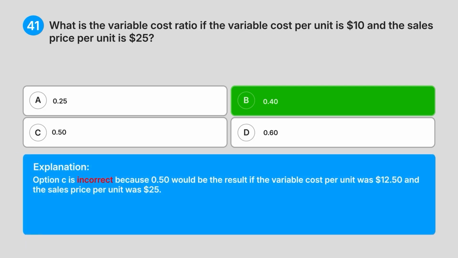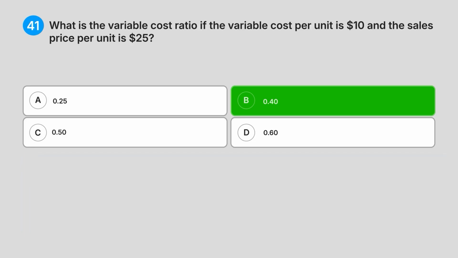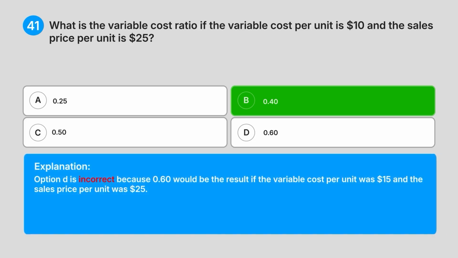Option C is incorrect because 0.50 would be the result if the variable cost per unit was USD 12.50 and the sales price per unit was USD 25. Option D is incorrect because 0.60 would be the result if the variable cost per unit was USD 15 and the sales price per unit was USD 25.